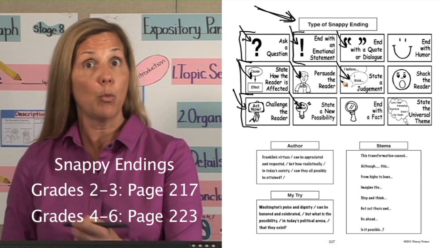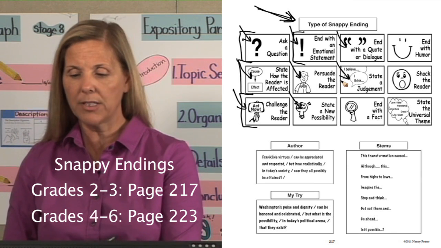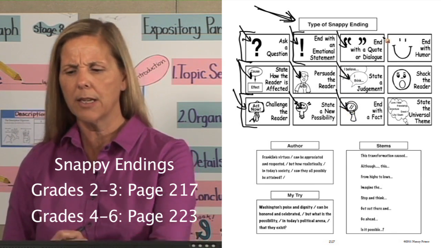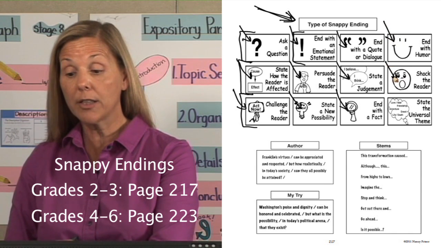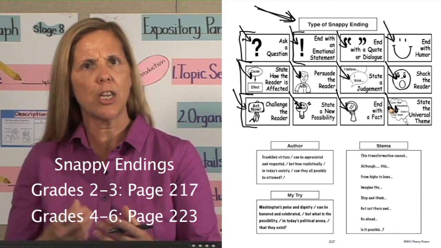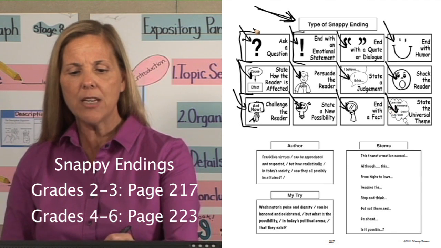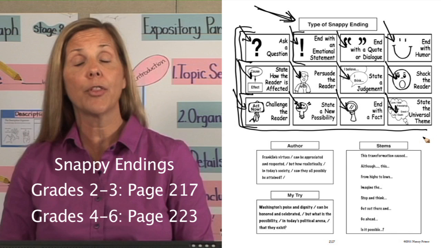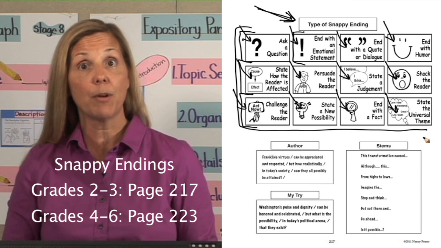State a judgment. Tell what you think or feel now that you've given them all this information. End with a fact. End with humor. Shock the reader. Or state a universal theme, a message that you want to get across to the reader. These are many techniques authors will use when they finish writing information.